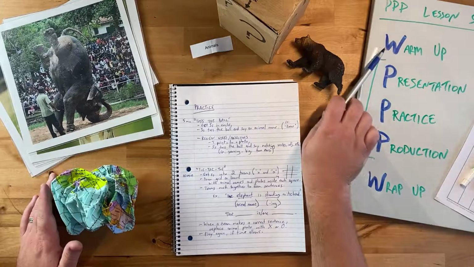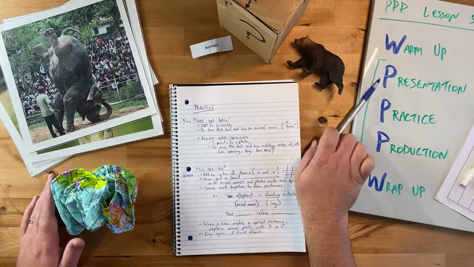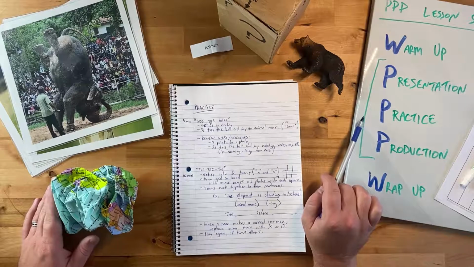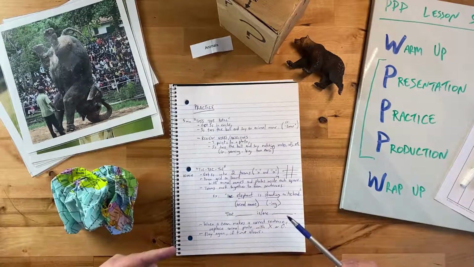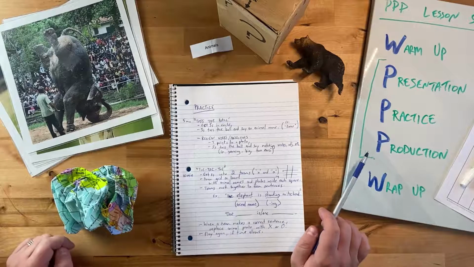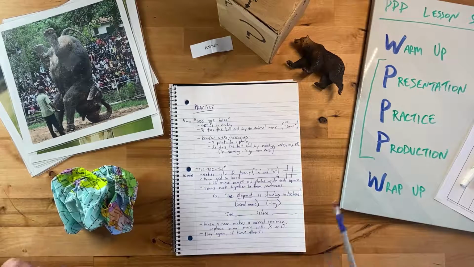All right, so now that we've warmed up our students, we've presented some new animal names to them, we've got them to practice those names and even using them in some sentences. Now it's time to move on to the production section of this lesson. This is my favorite part.